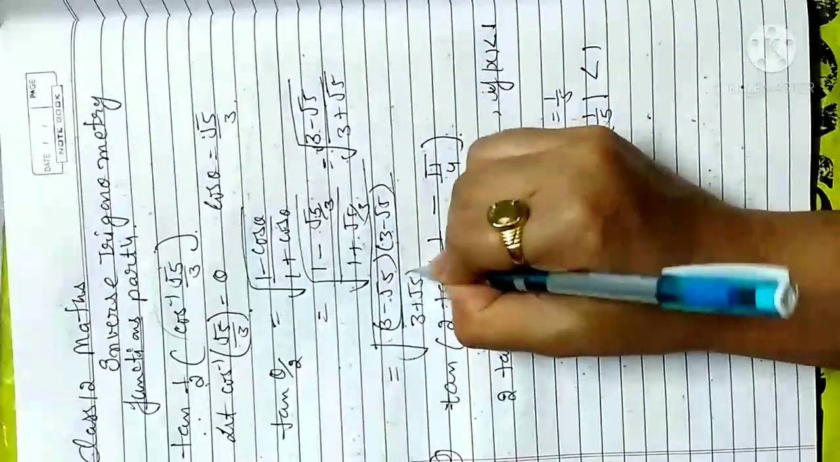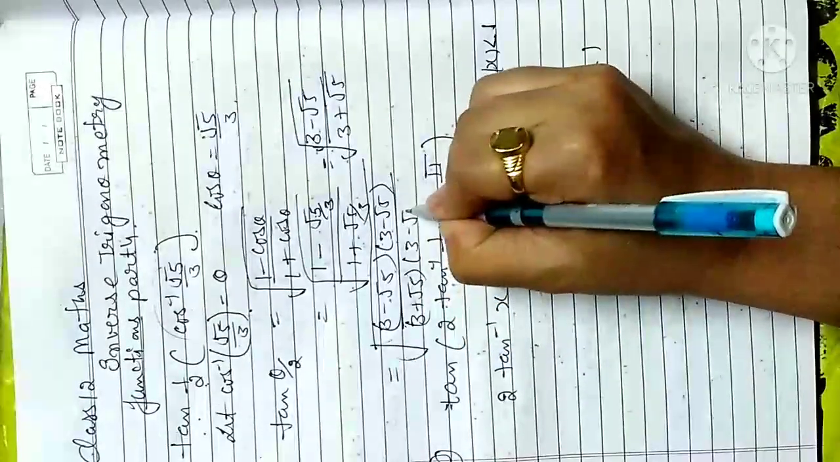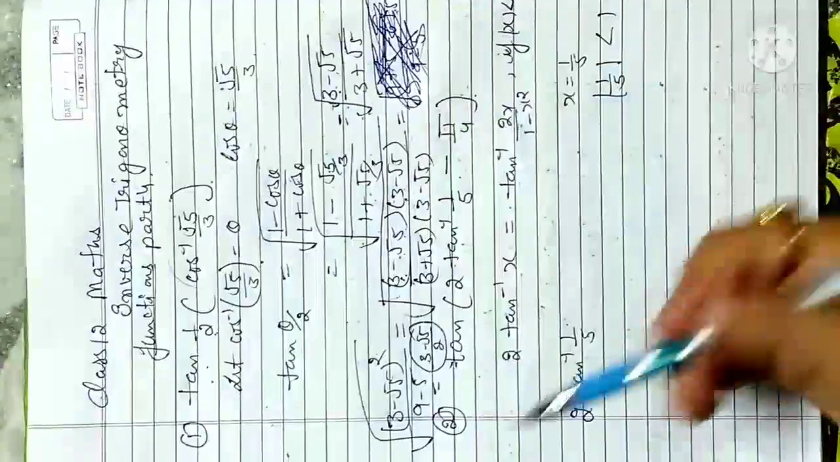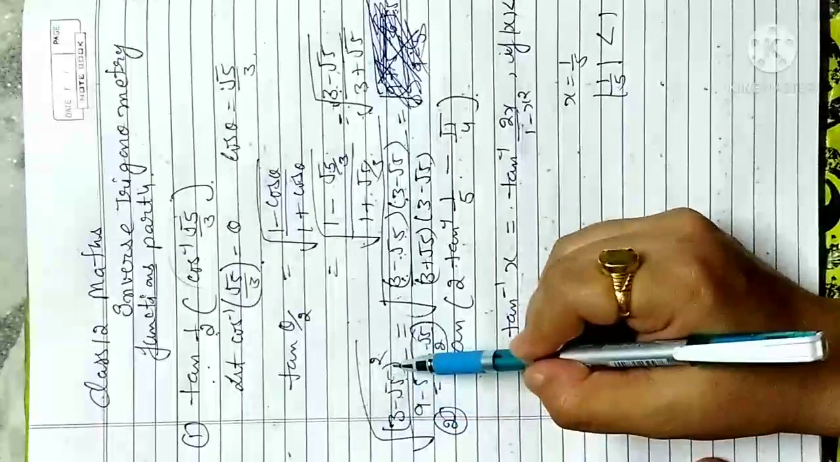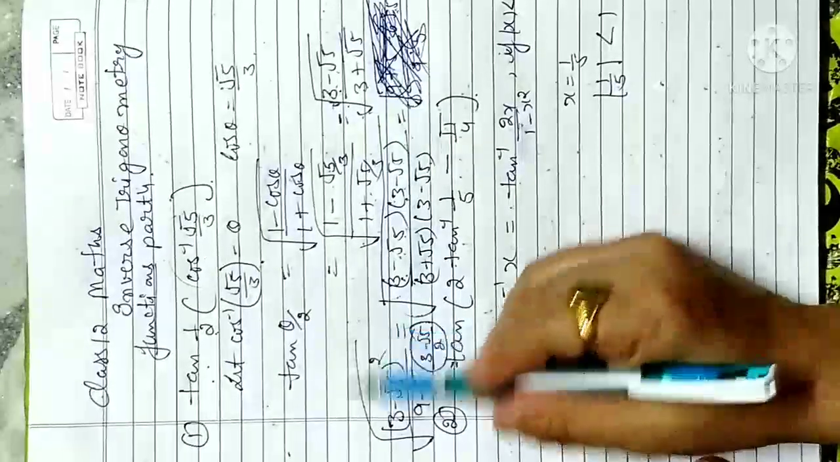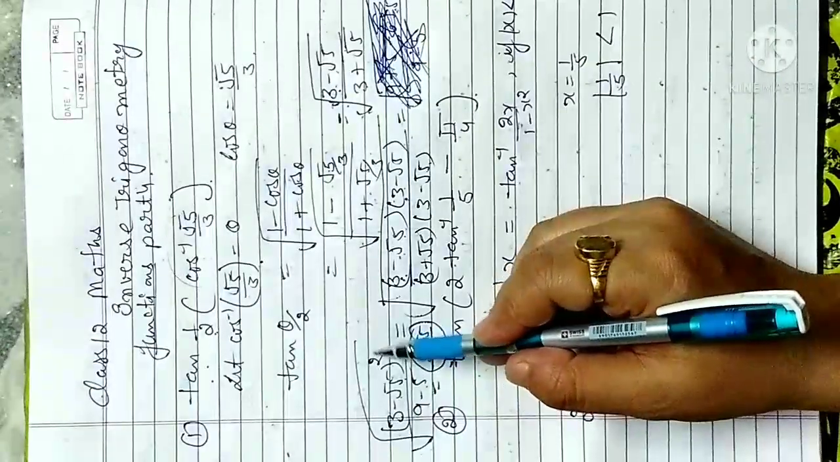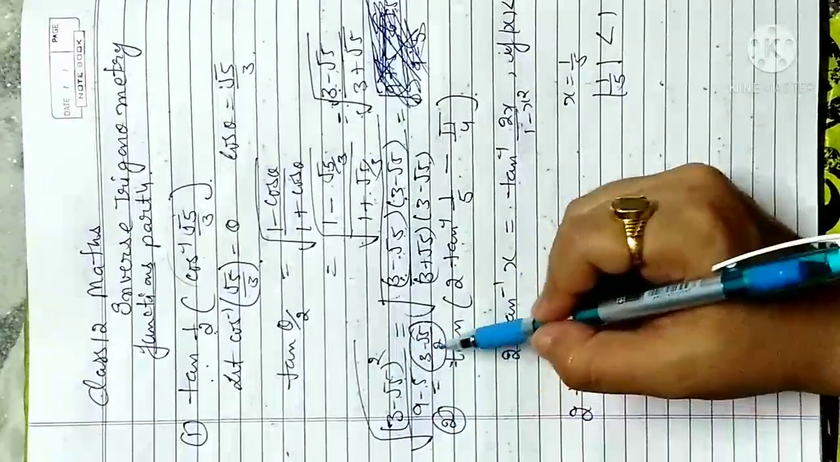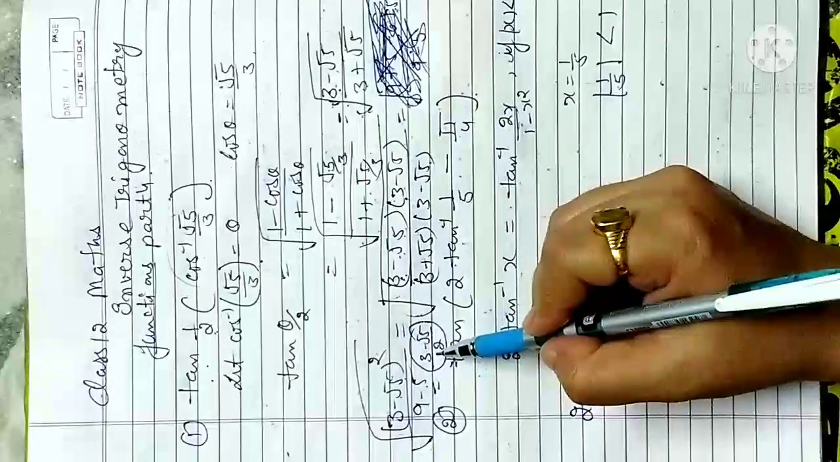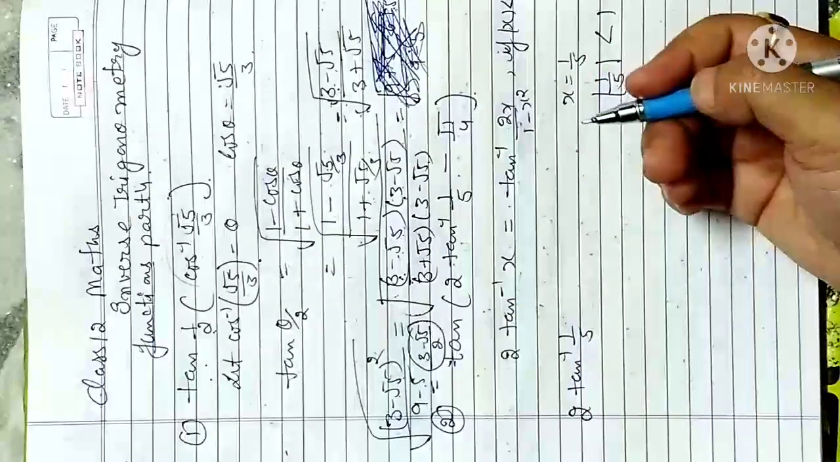So (3 − √5) and (3 + √5) with (3 − √5) and (3 − √5). Here we will get (3 − √5) whole square in the numerator, 9 minus 5 in the denominator, and the whole square root. So the numerator gets cancelled with the square root, and the denominator √4 gives me 2, and my required answer is (3 − √5)/2.